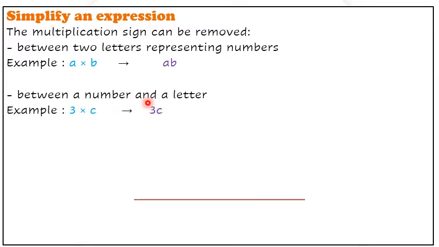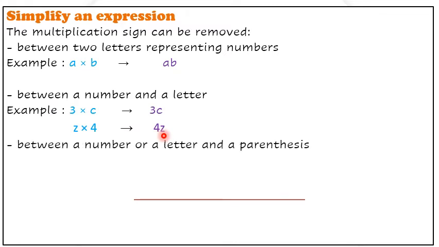For example, 3 times C, I can write it directly 3C. It still means that I'm multiplying this unknown by 3. I can remove the multiplication sign between a number and a letter or two letters. For example, if I say Z times 4 or 4 times Z, they are all the same, I can write it directly 4Z.